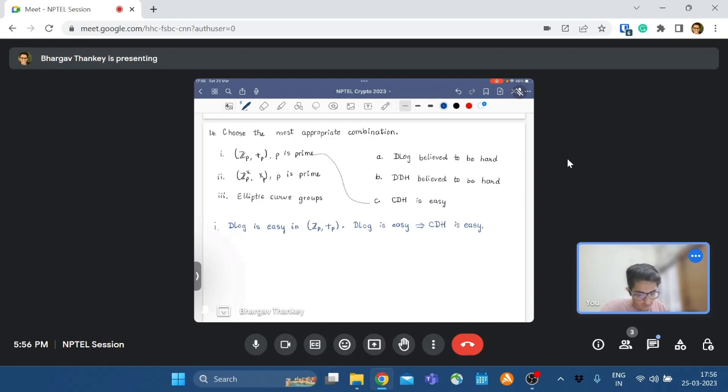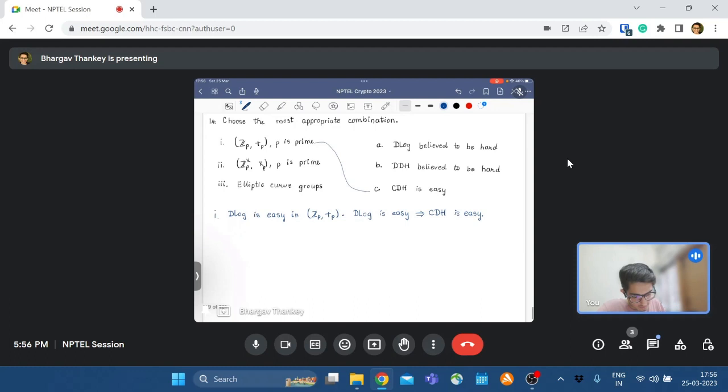What about two? So we know that in two, D-log is believed to be hard, but DDH is believed to be easy. So it can't map to two, so it should map to A.